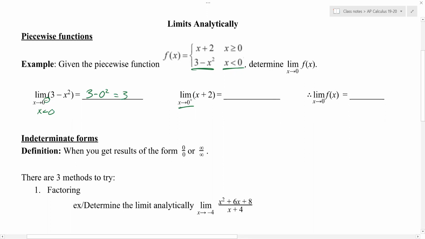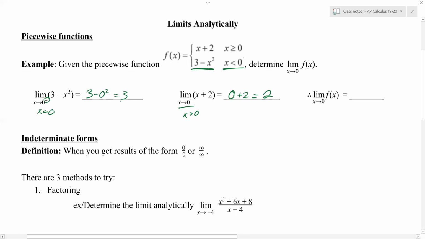And if we're approaching from the right, that would mean that x is greater than 0. So we're going to use the first one, x plus 2. And if we plug in 0 here, we get 0 plus 2, and that is 2.